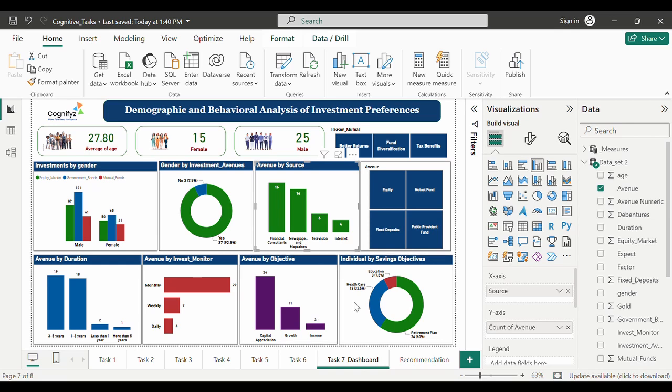Okay. Now, when you look at the individual by saving objective, it is observed that retirement plan with 60% dominates the savings objective. Okay. Followed by health care at 32.5%. You can see it then, followed by education at 7.5%. Okay, here are my findings in this analysis.